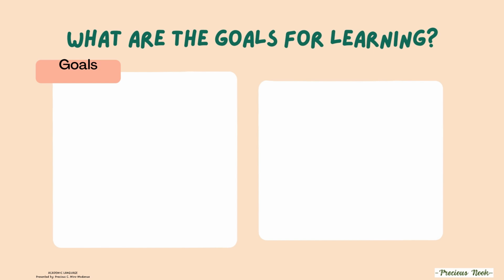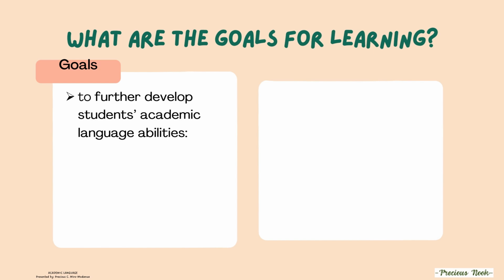What are the goals for learning academic language? One is to further develop students' academic language abilities. First ability is the use of inferential language. You know how to hide your true meaning using symbolisms or clues in your sentences. From the pool of a wide array of vocabulary, you can pick which ones you will need the most. And through that, you can stir the imagination of your readers.